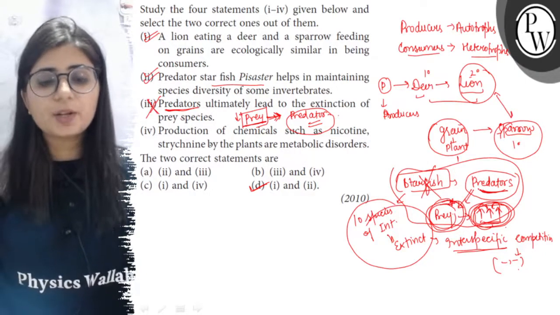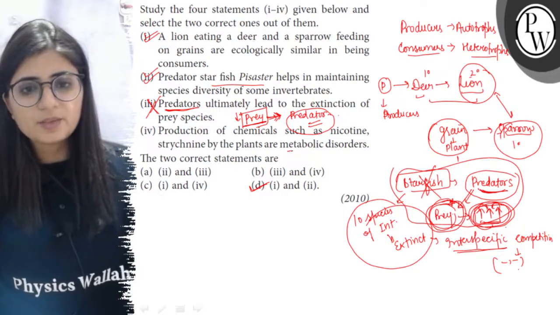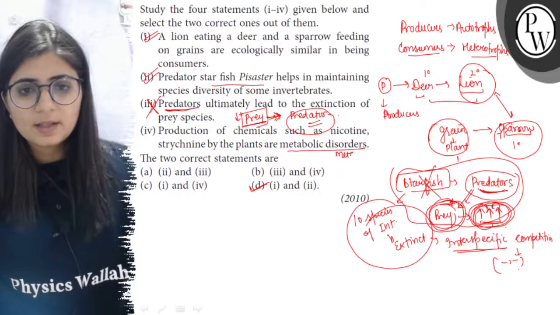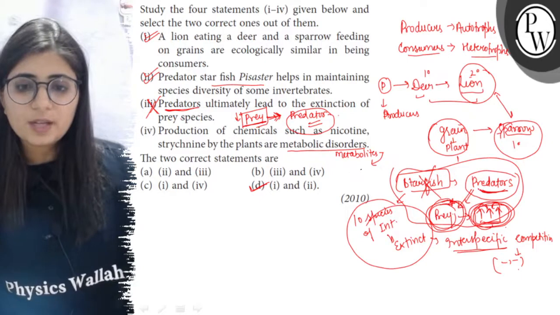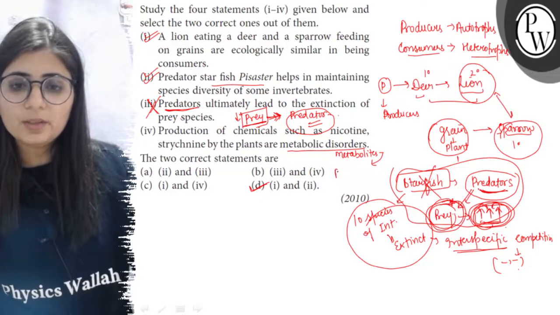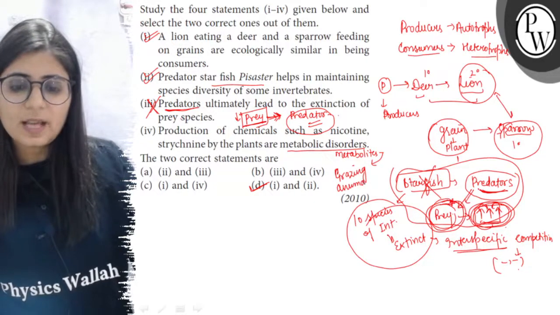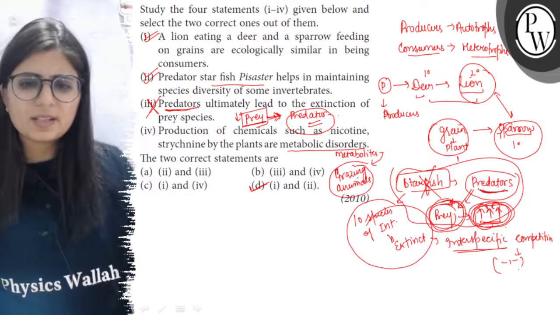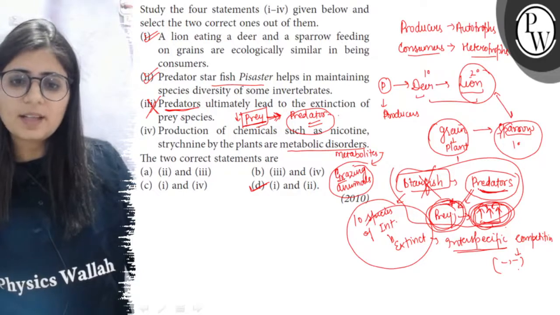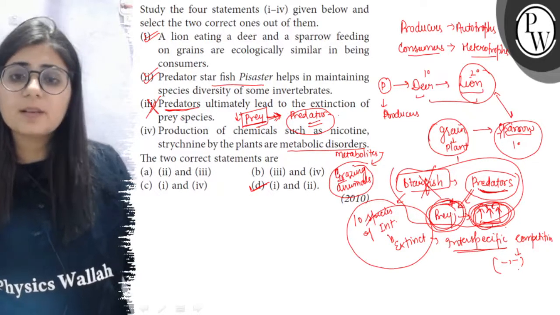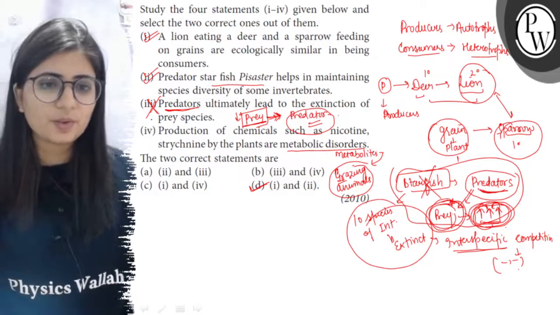Then the next option is: production of chemicals such as nicotine, strychnine by the plants are metabolic disorders. So no, these are the metabolites which are produced by plants in order to protect themselves from the grazing animals or the browsers. These chemicals are either harmful or very distasteful for the grazing animals. So plants produce such chemicals so that they are not eaten by the grazing animals. This is their protection mechanism. These are not any disorders. So this one is not true.